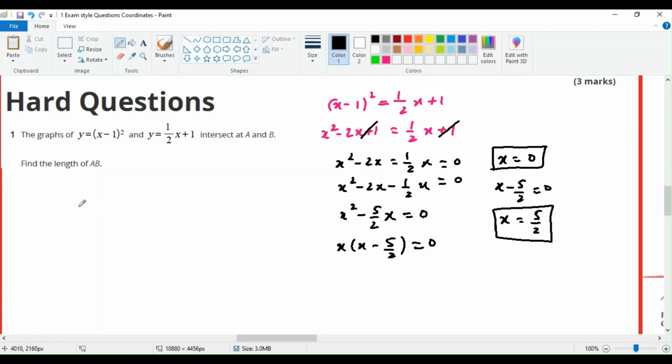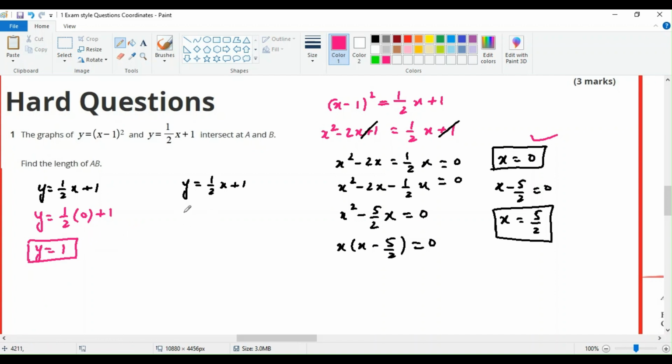Now we find the y coordinates. So y equals 1 over 2x plus 1. I will write it two different times, 1 over 2x plus 1. So what we do is we write the same thing, y equals 1 over 2, and the first one is going to be giving us 0. That means we plug in 0 here, plus 1, that means y equals positive 1. And second, y equals 1 over 2, and the value of x is 5 over 2, plus 1.